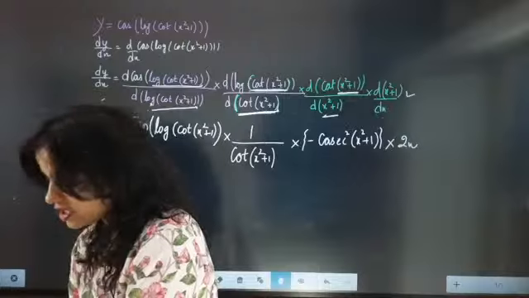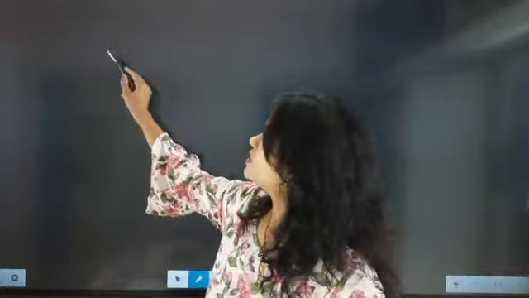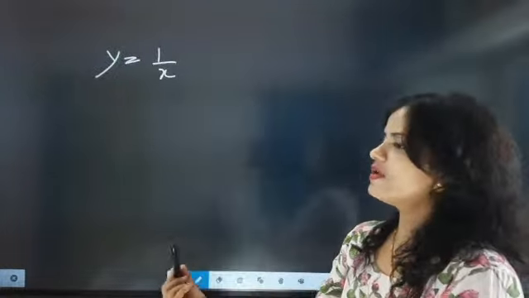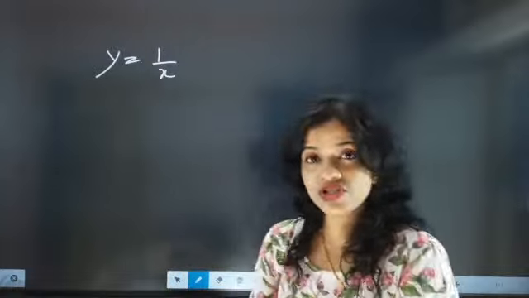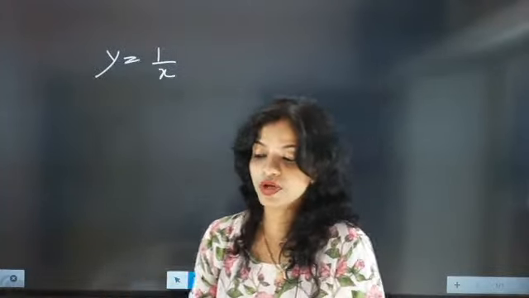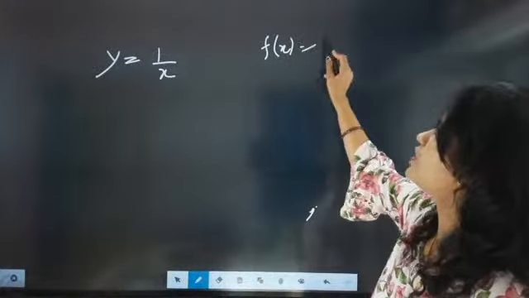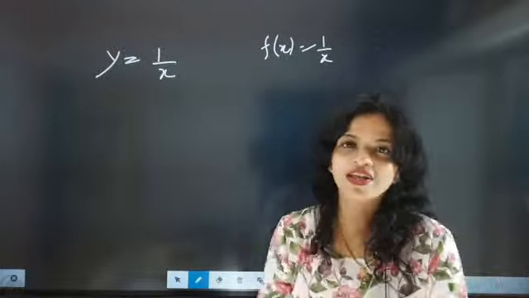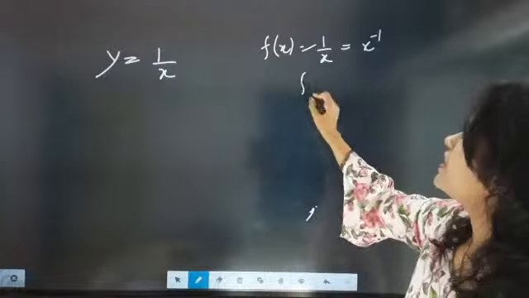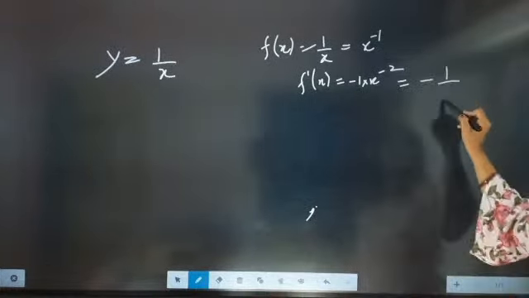So now, first principle. If somebody gives you this question, they are telling you that y is equal to 1 by x. Find the derivative by first principle. If f of x is equal to 1 by x, what will I do? I will write it as x to the power minus 1, and then f dash x will become minus 1 times x to the power minus 2. It will become minus 1 by x square.